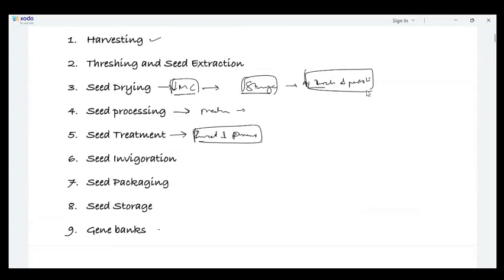There is a new concept called seed invigoration along with seed treatment. So what is seed invigoration? Invigoration is enhancing the quality of the seed. So can anyone tell me if you know any methods that will increase the quality of the seeds, or just increase the germination capacity of the seeds?